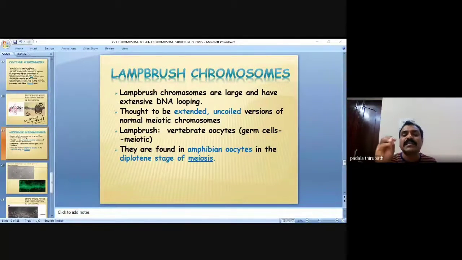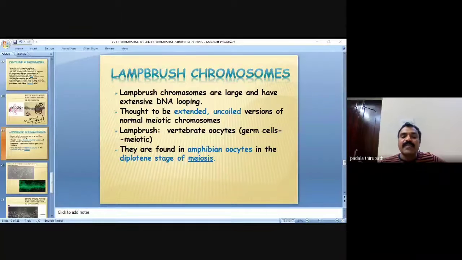That is nothing but reproductive cells. In these reproductive cells, this type of cell division occurs: meiosis, or meiotic cell division, is observed. These normal meiotic chromosomes are lampbrush chromosomes. These chromosomes are observed in vertebrate oocytes. Oocytes means germ cells, nothing but reproductive cells. In the germ cells, meiotic cell division is observed.